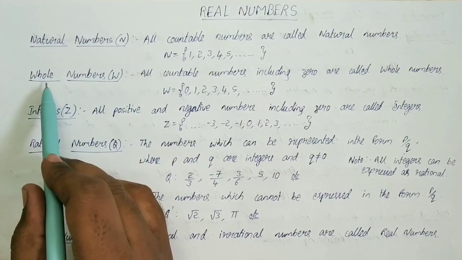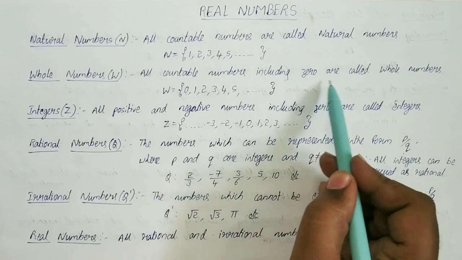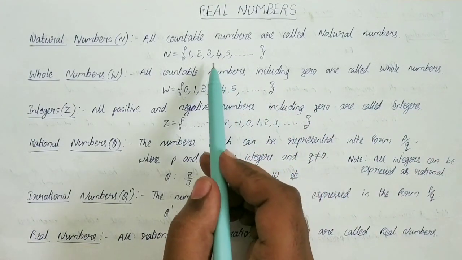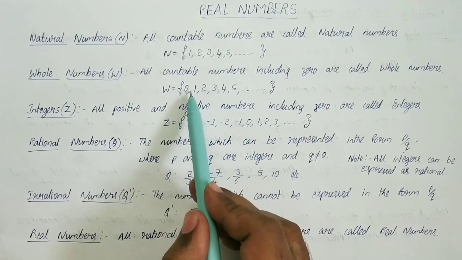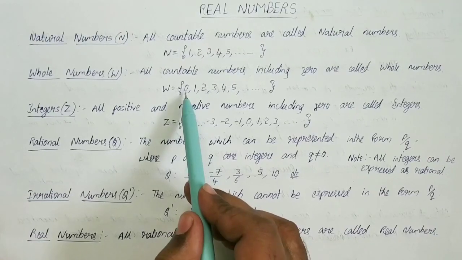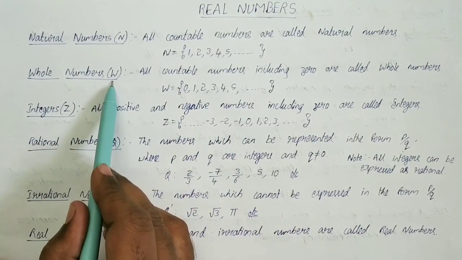So next is whole numbers. What is whole numbers? All countable numbers including 0 are called whole numbers. Right? So all countable numbers means the numbers starting from 1. Along with these numbers there is one more number called 0. So in simple way we can say that the numbers starting from 0 are called whole numbers. It is denoted by W.